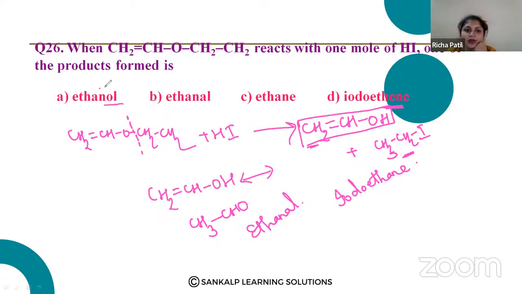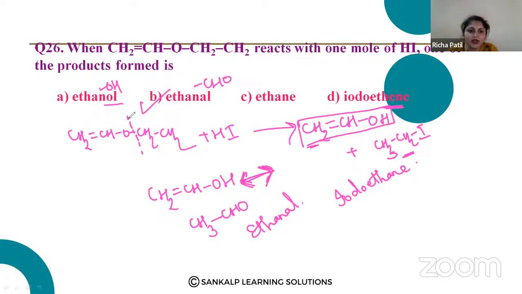Ethanol means it is an alcohol, ethanal means it is an aldehyde. It is B. This isomerizes because it has the same molecular formula. It is just getting isomerized. So this is the major product with 1 mole of hydrogen iodide, and these are the side products.